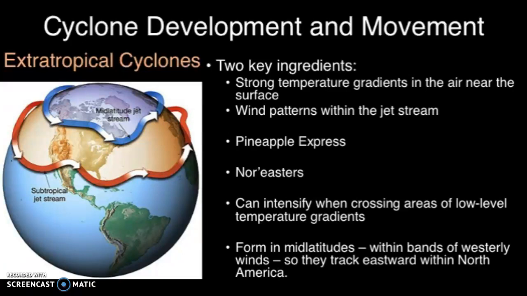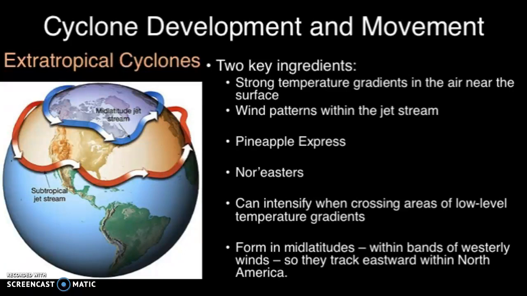Another example is the nor'easters. We talked about the nor'easters a little bit in the last chapter. They form in the southeastern US for the most part, and they track along the eastern coast, basically going northwards, which is why they're called nor'easters.